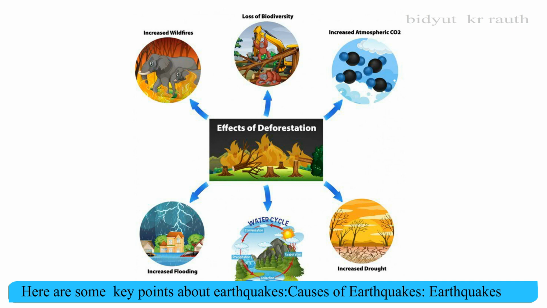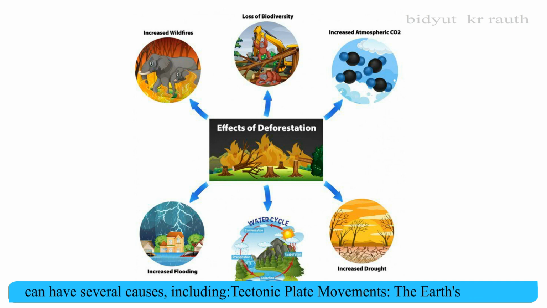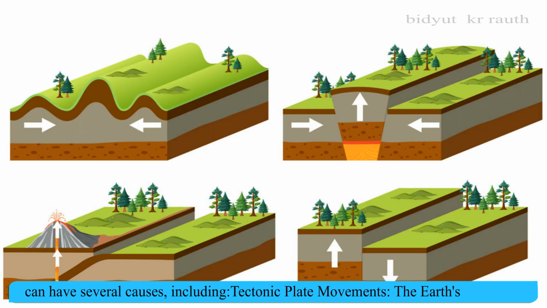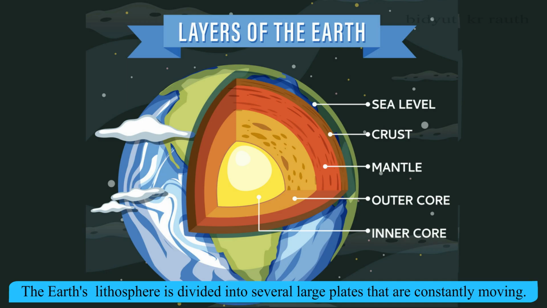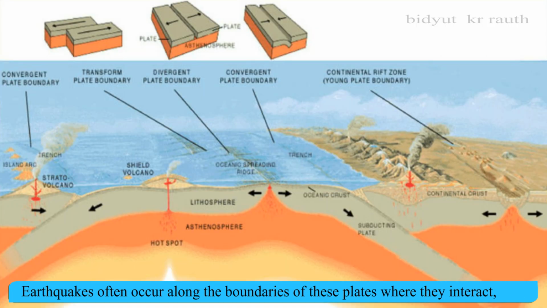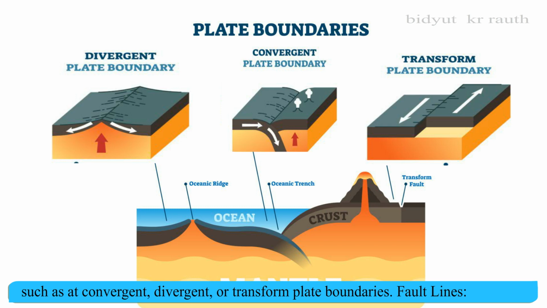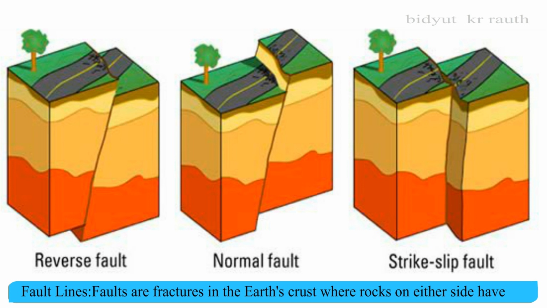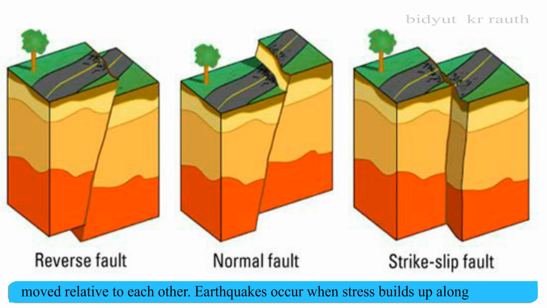Causes of earthquakes. Earthquakes can have several causes, including A. Tectonic plate movements. The Earth's lithosphere is divided into several large plates that are constantly moving. Earthquakes often occur along the boundaries of these plates where they interact, such as at convergent, divergent, or transform plate boundaries.